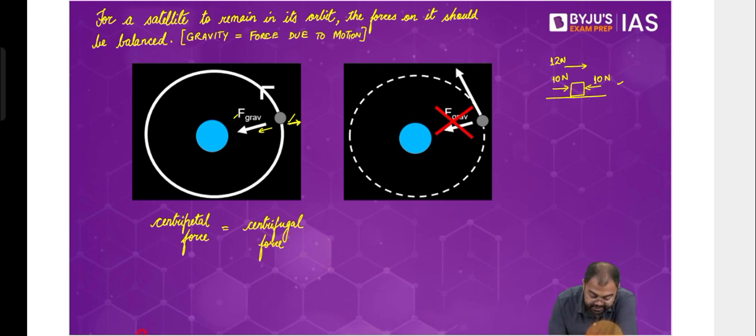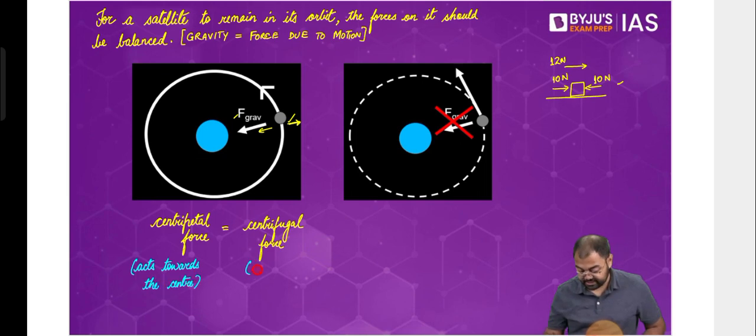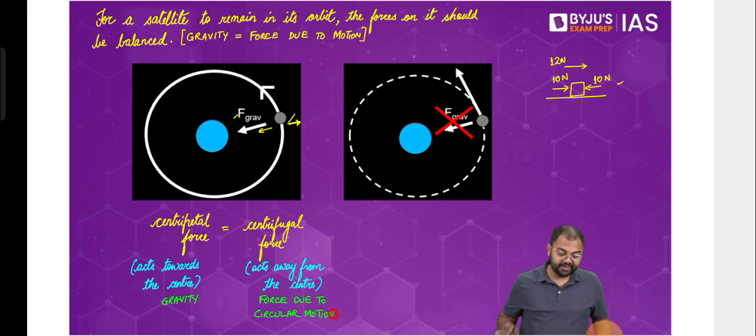Centripetal force in general is the force that acts towards the center, and the centrifugal force acts away from the center. So the first one is the force of gravitation, gravity, and the other is the force due to circular motion. As long as these two forces are balanced on a given satellite, it will remain in that orbit.